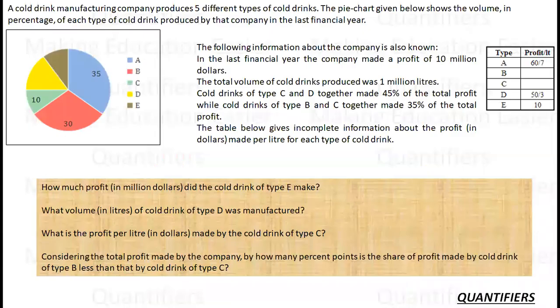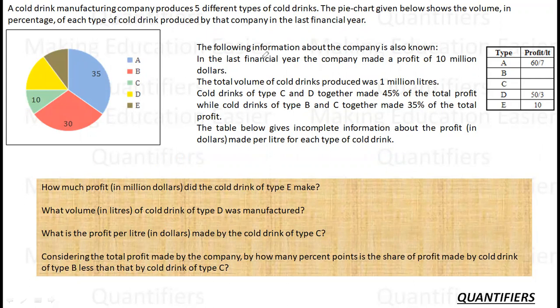Let's see what the question is all about. The question says, a cold drink manufacturing company produces 5 different types of cold drinks, so A, B, C, D, E. The pie chart given below shows the volume in percentage of each type of cold drink produced by the company. So 35% of A, 30% of B, 10% of C. These two percentages are unknown.